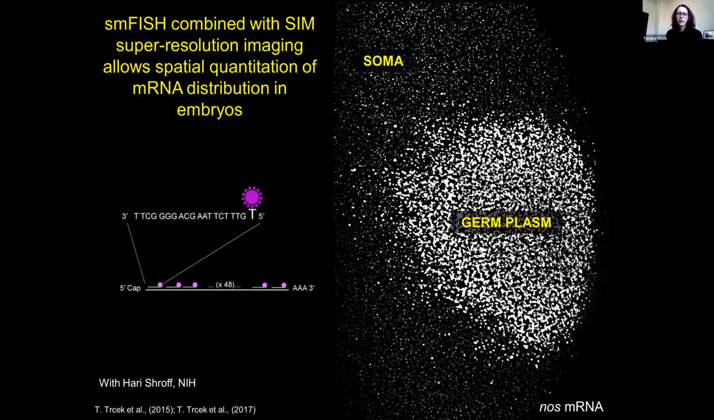And we coupled smFISH with a structured illumination microscope. This was a particular version of this type of microscope developed by Harry Schroff at NIH, and we've been collaborating with him for many years. And this microscope provides resolution that's about twice better than a conventional confocal microscope, and really in combination with smFISH, enables us to see how mRNAs are distributed both in germplasm as well as in the somatic regions of the embryo with very high definition.